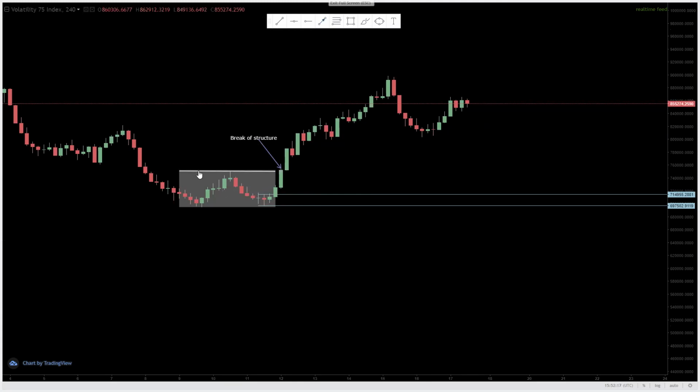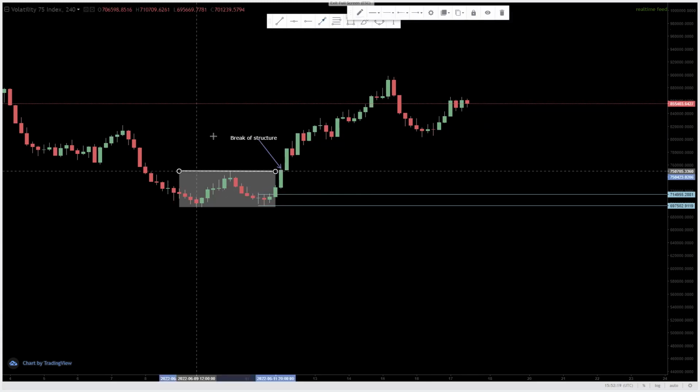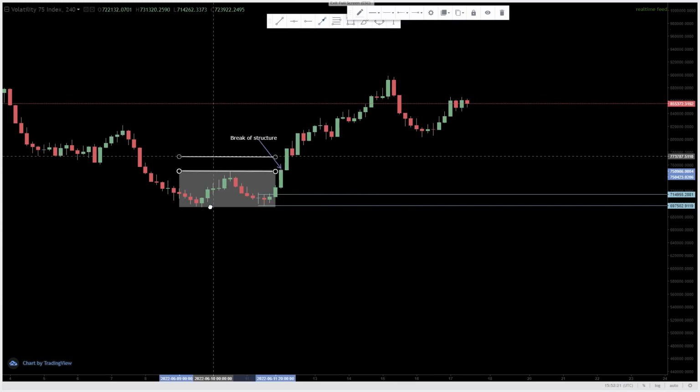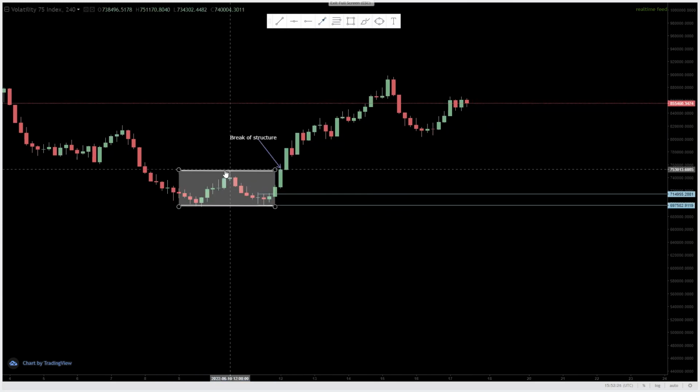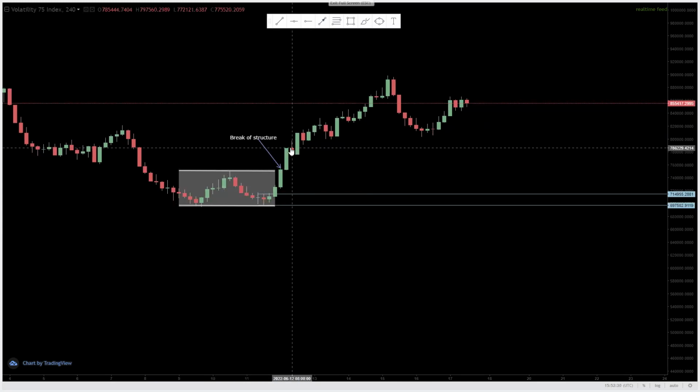That one was a break of market structure because the market broke above this swing high. Secondly, it is important that you remember the principle that states that a break of market structure occurs when the market breaks above a swing high or swing low. So this one was a break of structure.